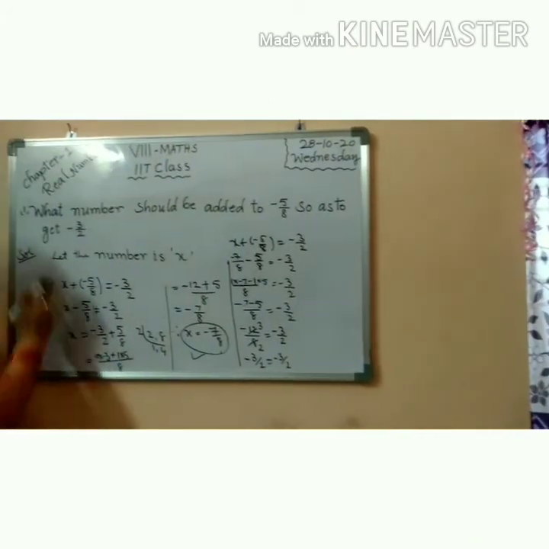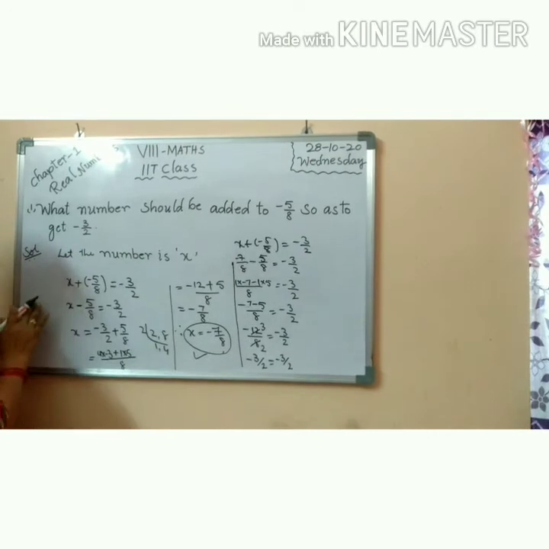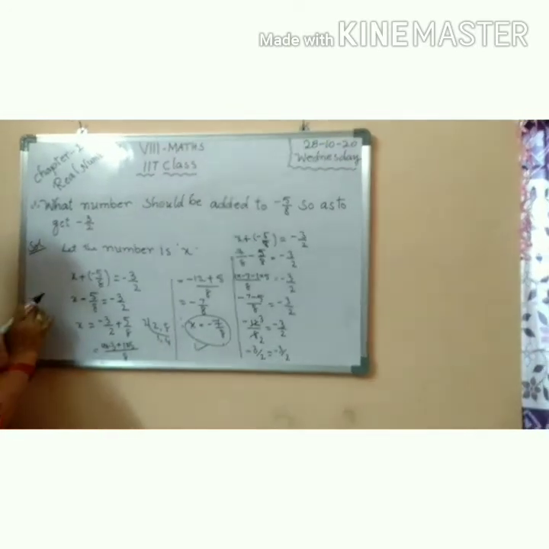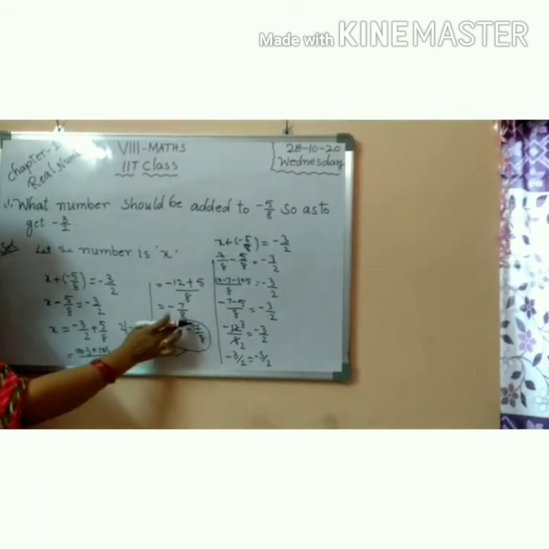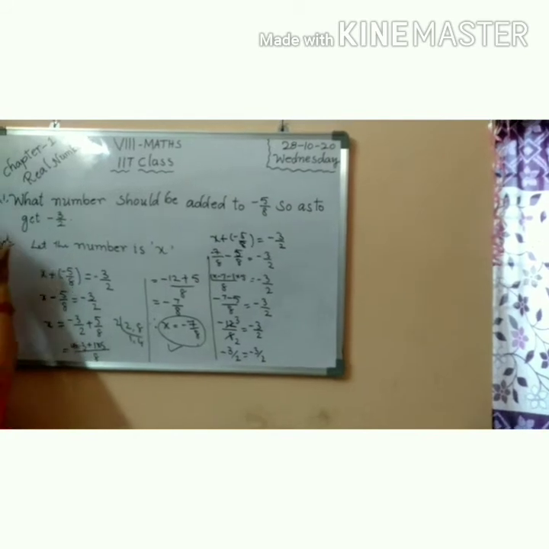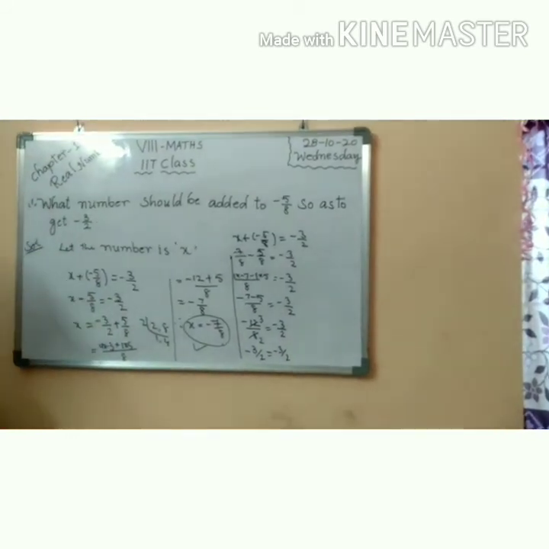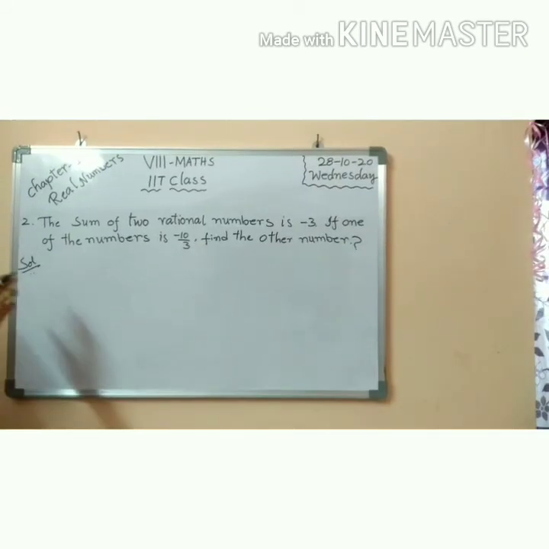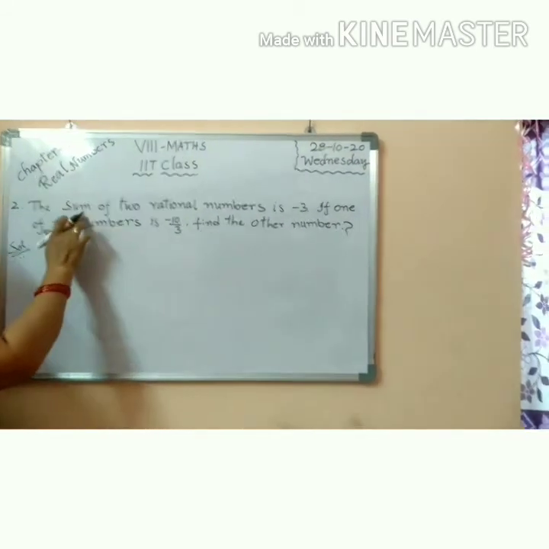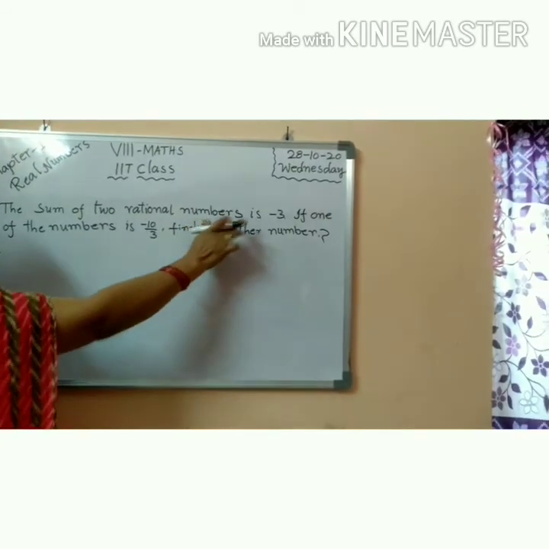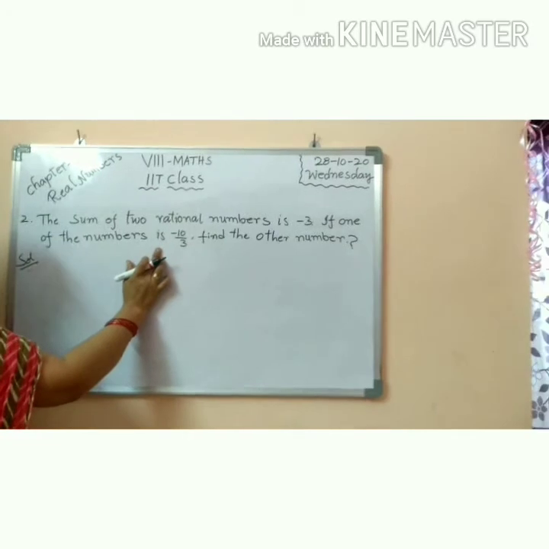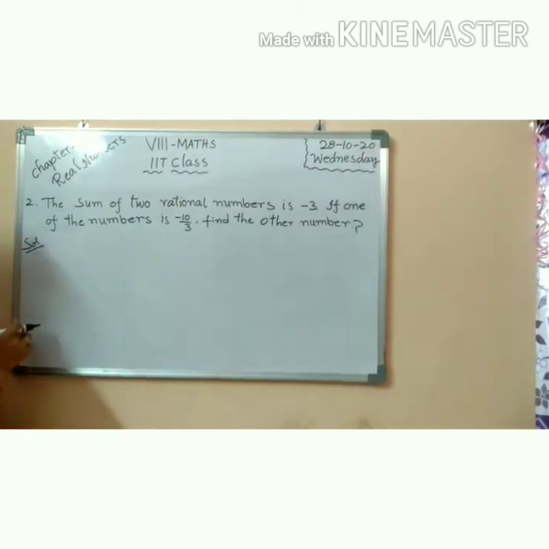Okay, children. What number should be added to minus 5 by 8 so as to get minus 3 by 2? Then you add minus 7 by 8 and minus 5 by 8 to get minus 3 by 2. Okay. Second problem. The sum of two rational numbers is minus 3. If one of the numbers is minus 10 by 3, find the other number.